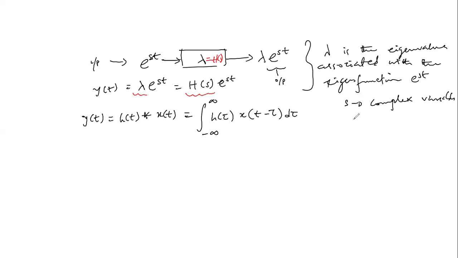Now, you want to look up the lecture on convolution. We talked about the properties of convolution, right? And we talked about commutativity. So h of t convolved with x of t is the same as x of t convolved with h of t. Does that answer your question?